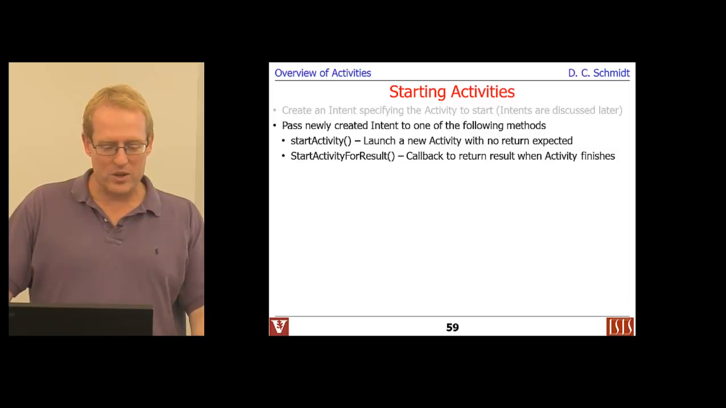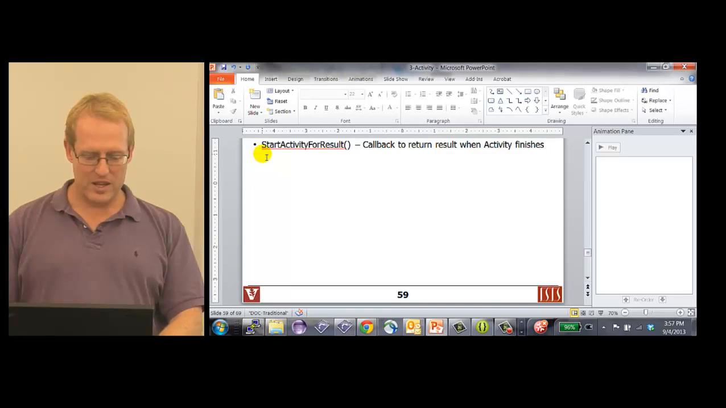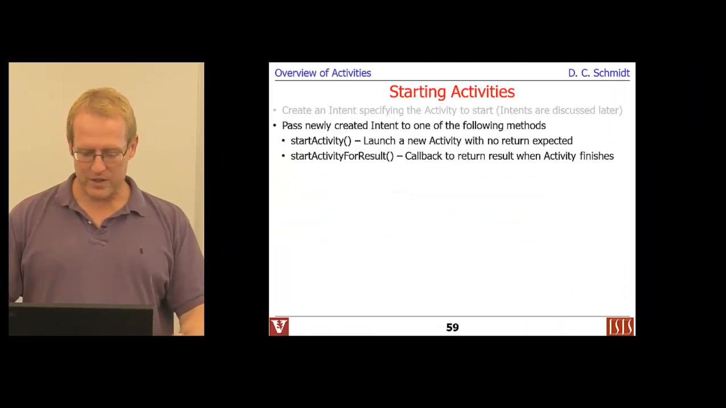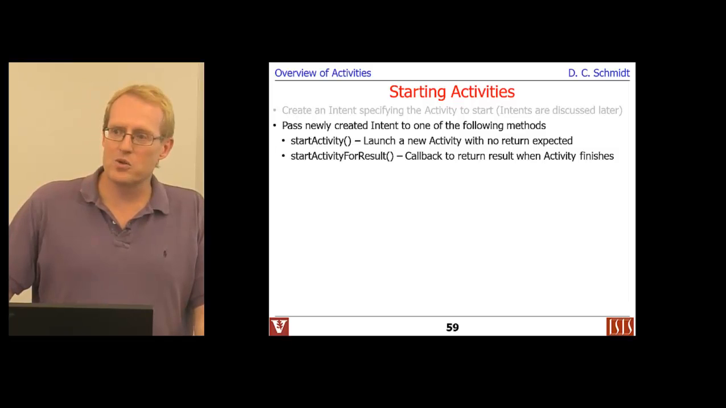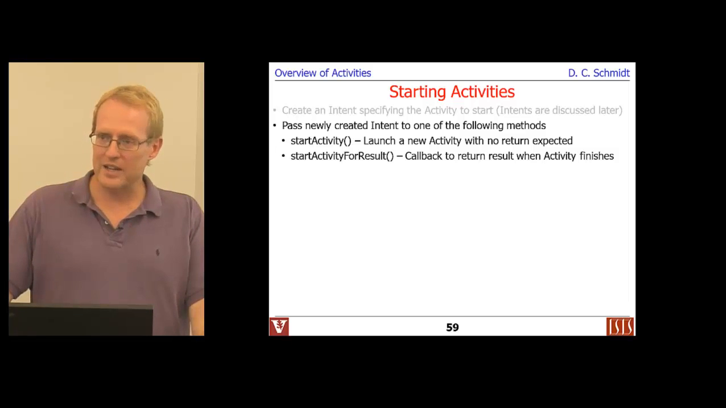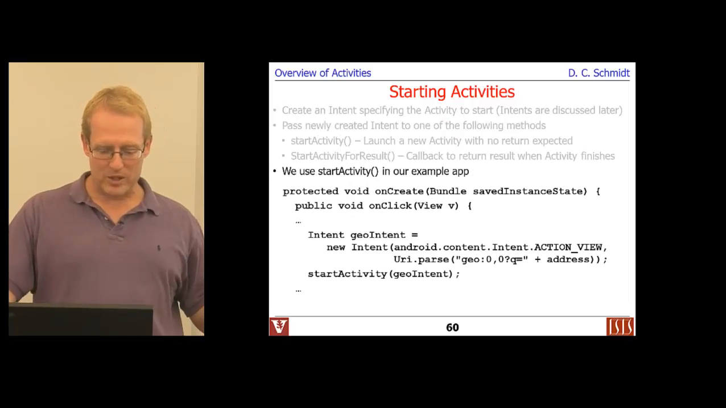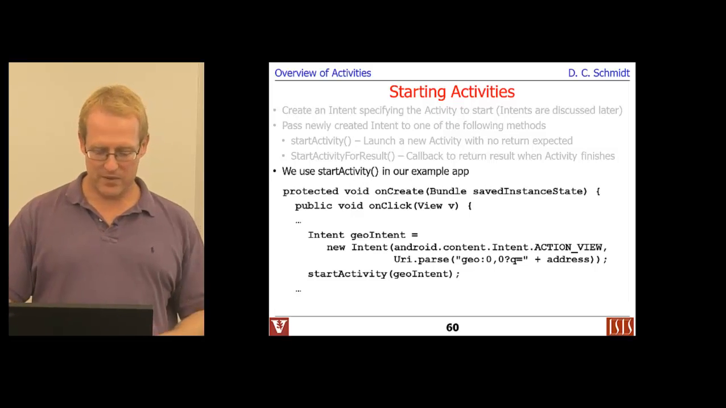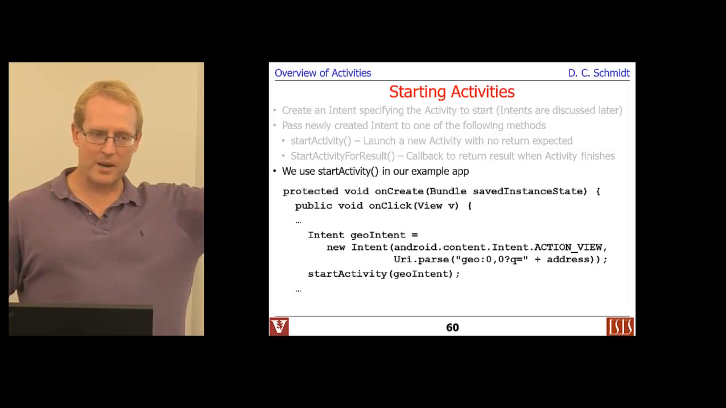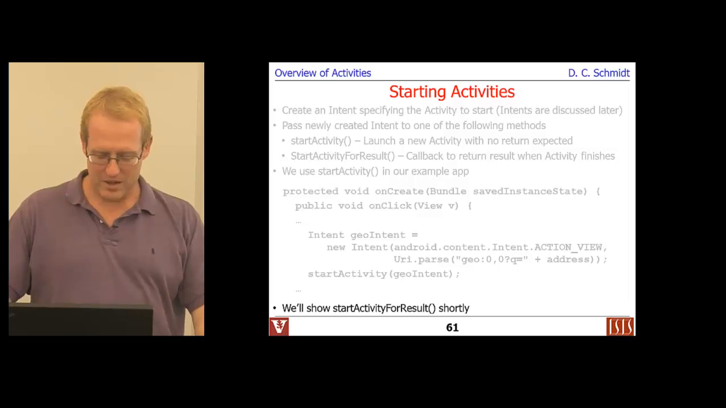And then the second way to do it is to use start activity for result. And start activity for result actually is used when you intend to get a result back from whoever's the activity that you're spawning. We'll talk more about that in a second. For our example we looked at right here, we're using start activity. You can see there, we're creating the intent and then just saying, go to town, start this thing up. We'll look in a second at another example that uses start activity for result.